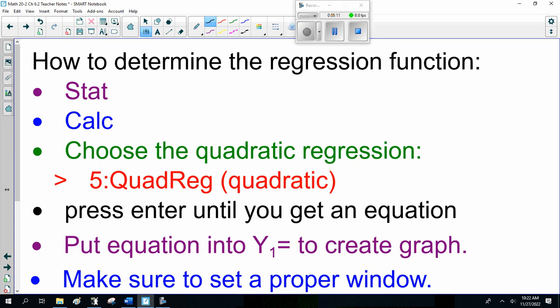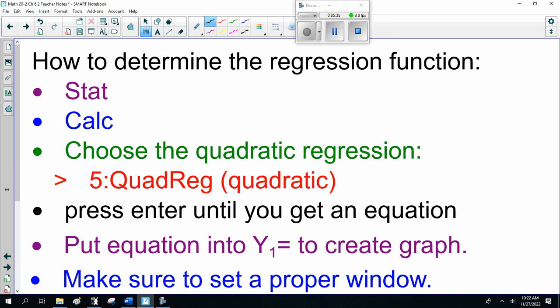So it's statistics, calculate, choose quadratic regression. Now, on most of the TI series, that's number 5, quadratic regression. Regression means it takes the data, works backwards, or regresses into an equation. Press enter until you get an equation. Put the equation into y1 to create your graph. Make sure to set a proper window.